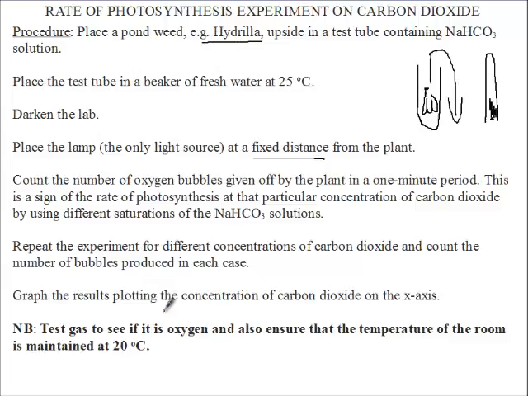We'll graph the results and plot the concentration of carbon dioxide on the x-axis, because as the concentration of carbon dioxide increases, the rate of photosynthesis increases. So the concentration of carbon dioxide is the independent factor. It is a factor that can stand on its own, but the rate of photosynthesis depends on the concentration of carbon dioxide. That is why it is on the y-axis.